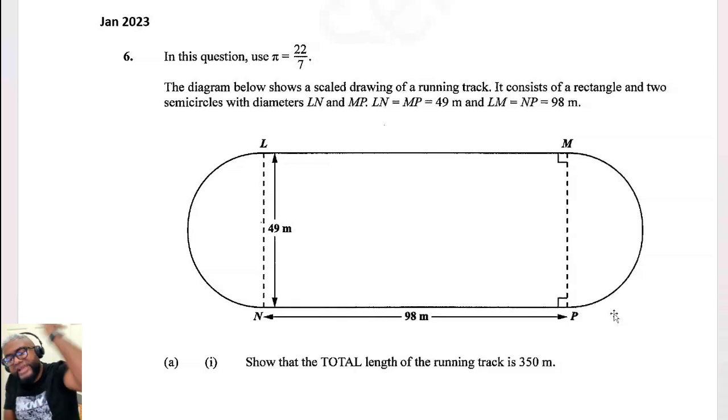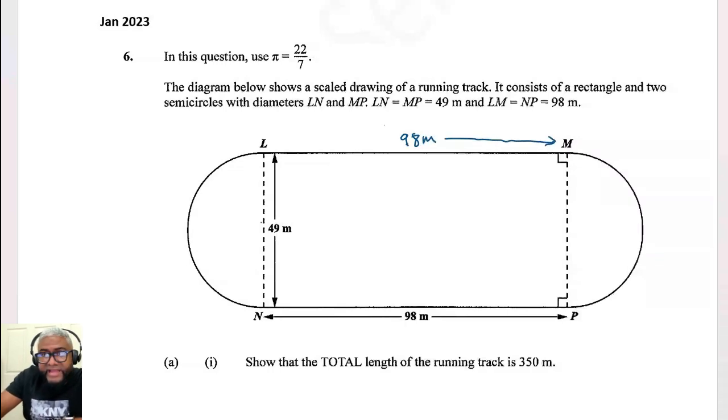Now, if I ask the total length around the running track, what am I asking for? The perimeter. Very good. Perimeter. So we know here is 98. The question also told us that here is 98 meters also. That's from here to here. What do we need to find here? What is missing? The arcs. Two arcs. So you have an arc here, you have an arc here.